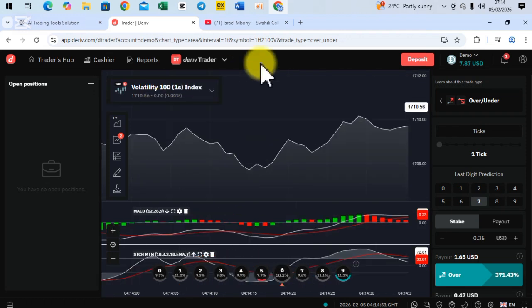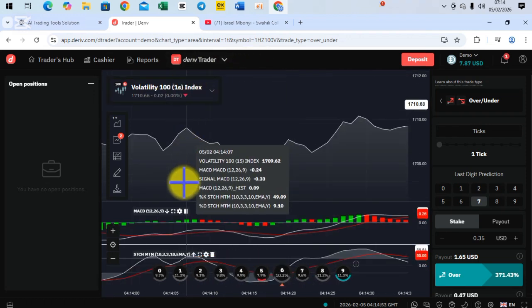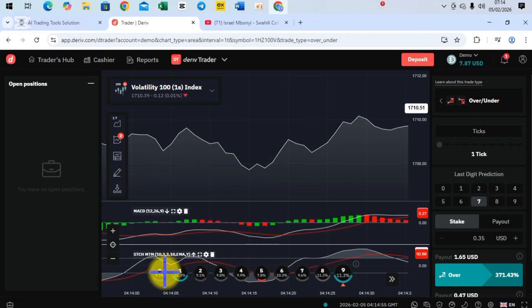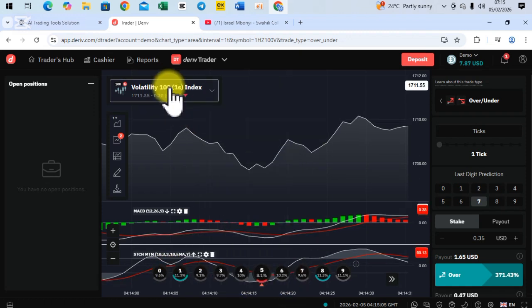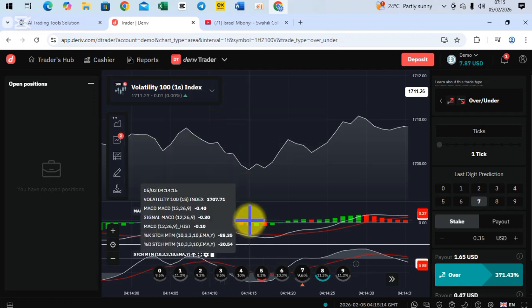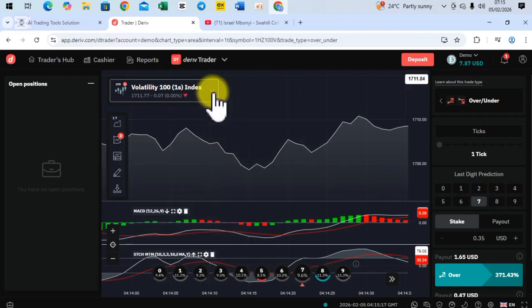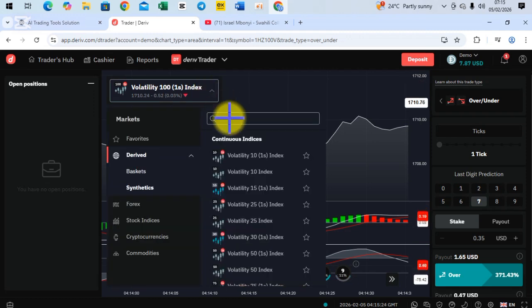So the other conditions is that the red which symbolizes the lowest digit occurrence, and the green, which symbolizes the highest digit occurrence, must be below 7. So on this asset volatility 100 1S, the green is above the last digit prediction, which is 7. So we need to continue looking for the market where both the green and red bars are below 7. Okay, so let's change to another asset.